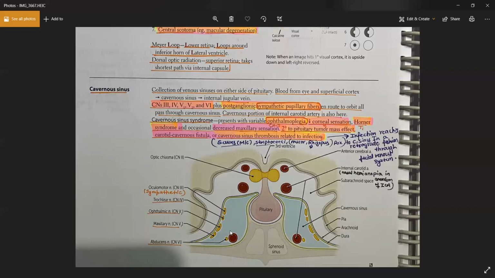As you can see, it lies very close to the internal carotid artery, right? So whenever you have any aneurysm in the internal carotid artery, this nerve will die first and then the rest of the nerves.